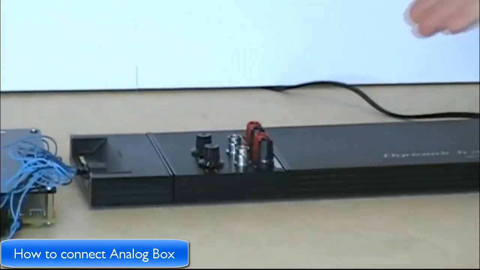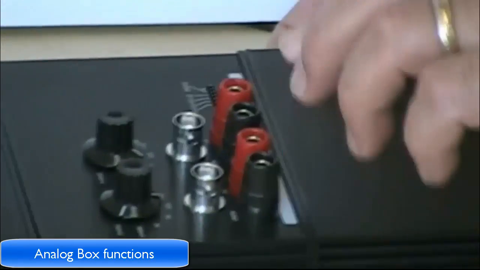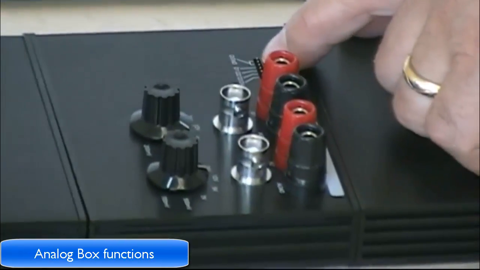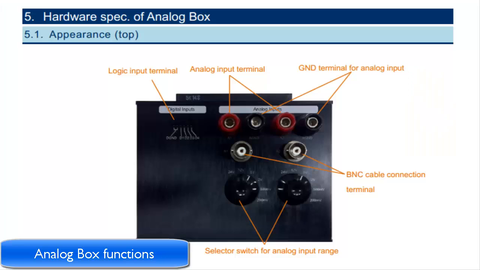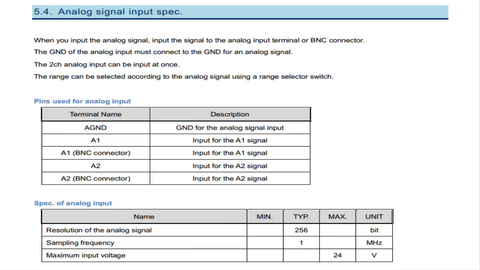Let me briefly introduce this analog box. There are 2 analog inputs and 4 digital input channels available, so that you can monitor and analyze the simultaneous behavior of your program and the specific digital ports and analog terminals on your board.